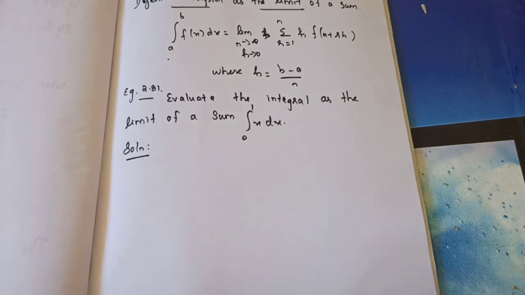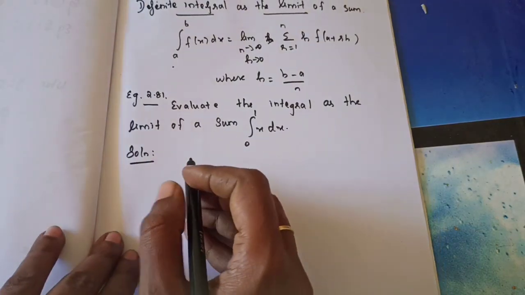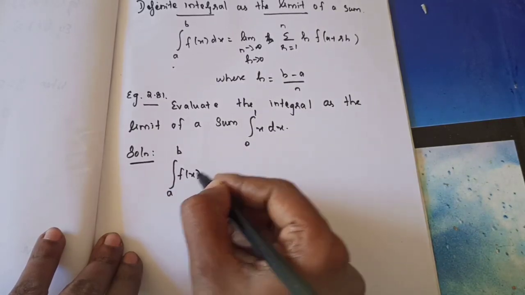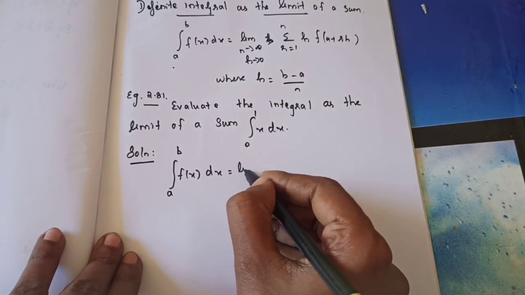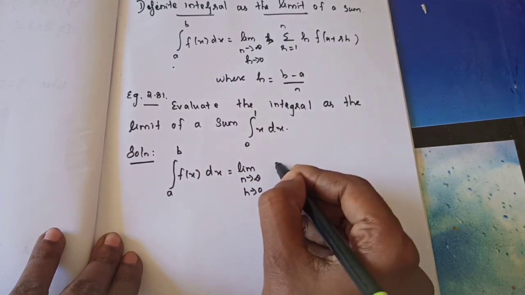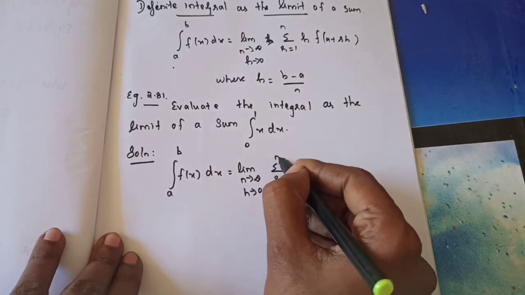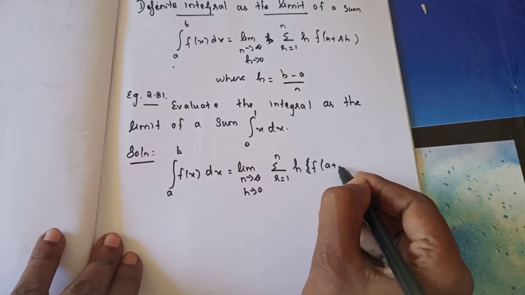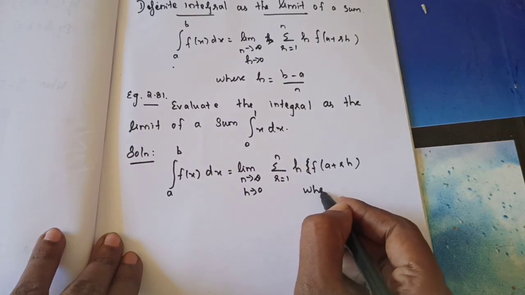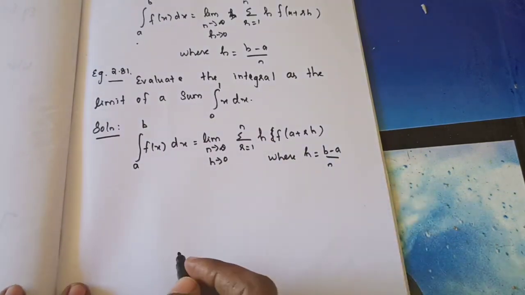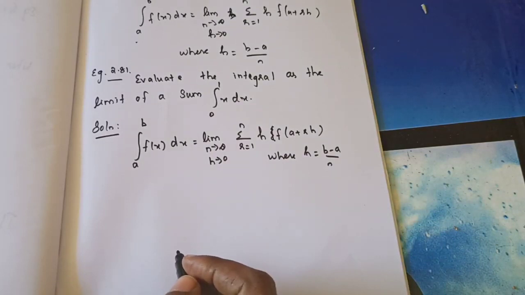Listen here very carefully. First I am writing the formula: integral a to b f of x dx is equal to the limit as n tends to infinity, h tends to 0, of the summation r equal to 1 to n of h into f of a plus rh, where h is equal to b minus a by n. First we need to find the h value.